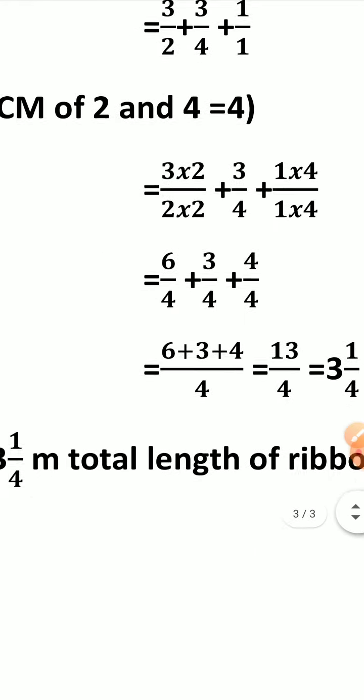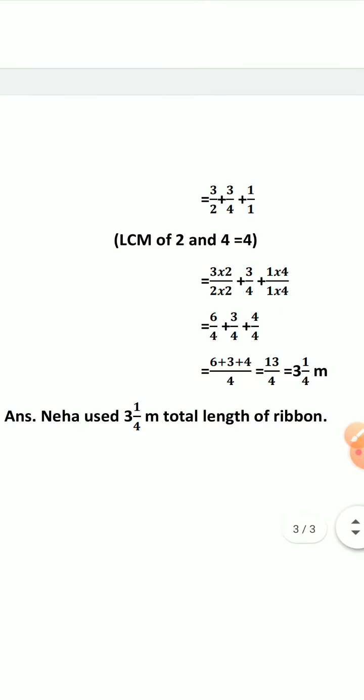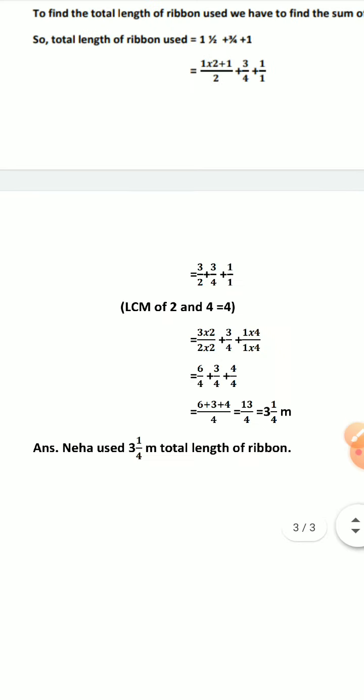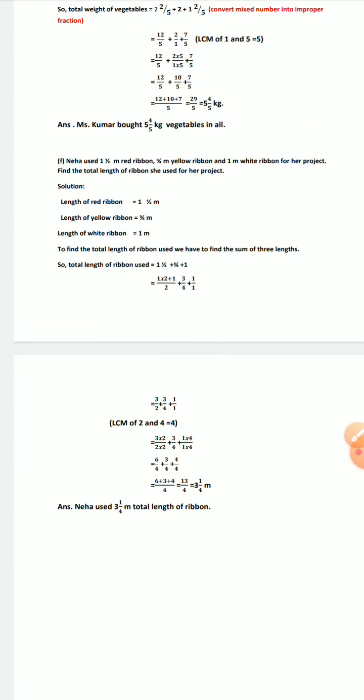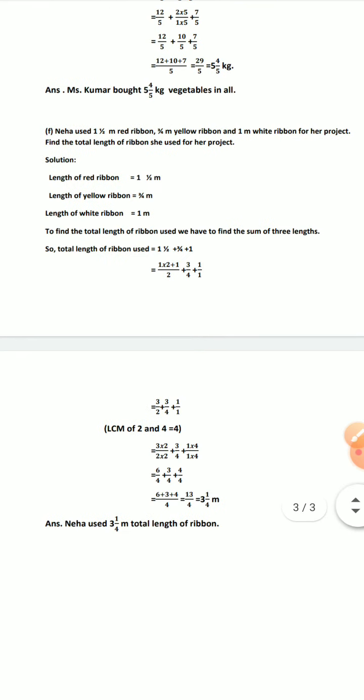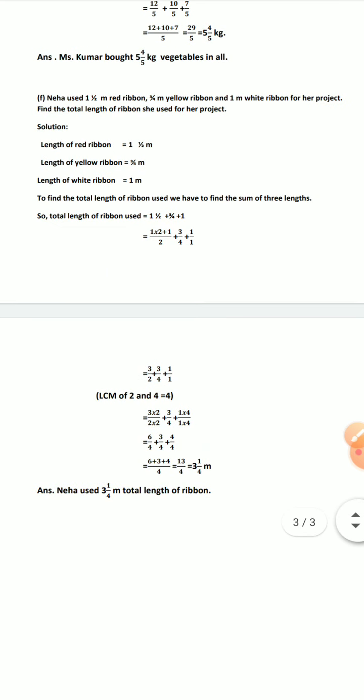Okay, so Neha used 3 1/4 meter length of ribbon. So I hope you have understood, because this type of word problems you have previously also done, and they are explained by writing. So now you can note down this solution, and when you have doubt you can personally ask me also, okay, through WhatsApp.